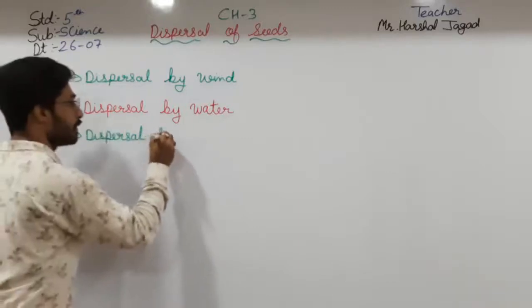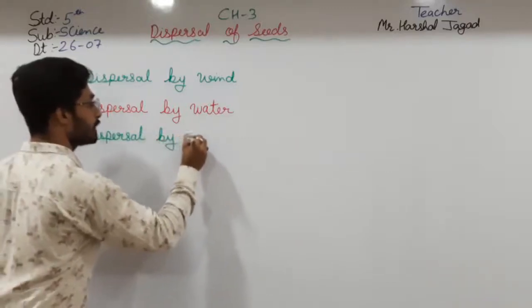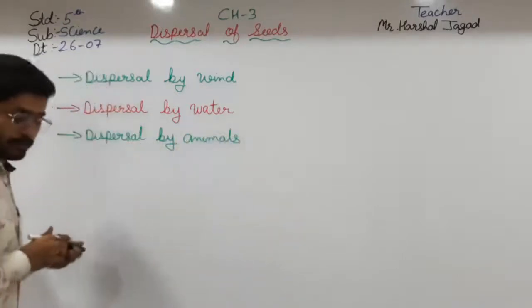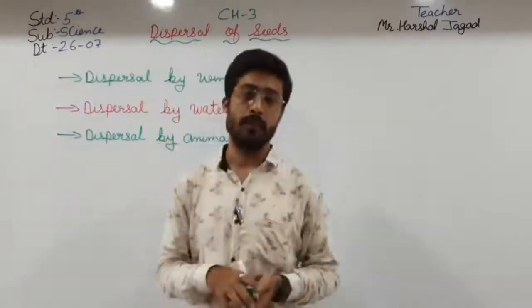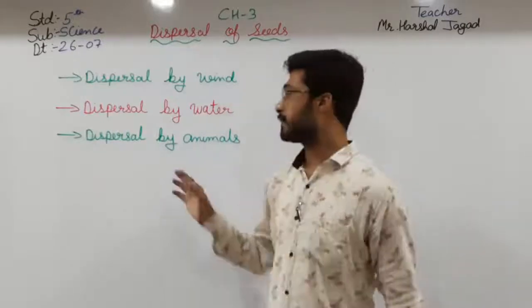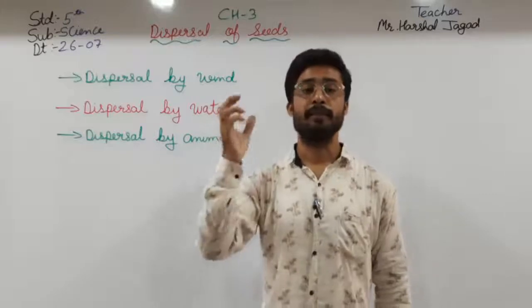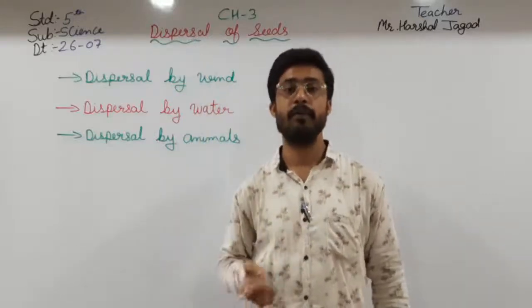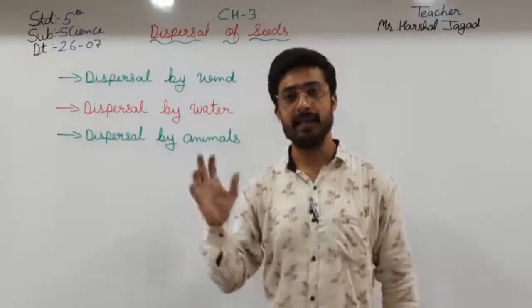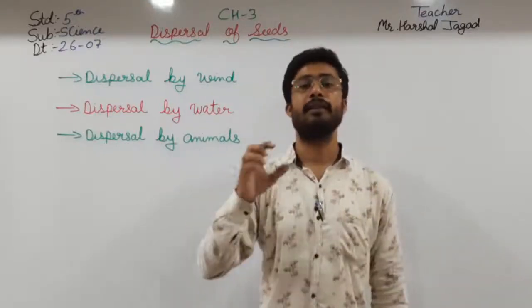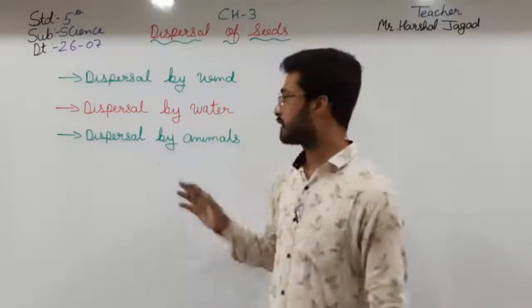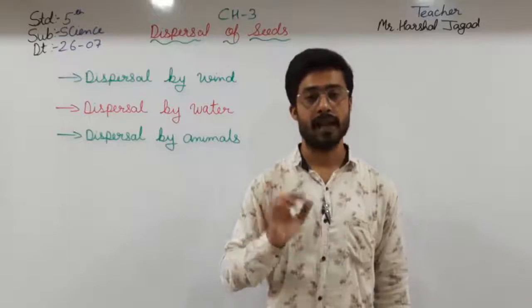Dispersal by animals. Okay, so by animals, how do they disperse the seeds? The ripened fruit which has fallen from the tree or that plant, the animals just start eating and start moving, and then after they just throw the seed far away from the parent plant. So that is dispersed by the animals.